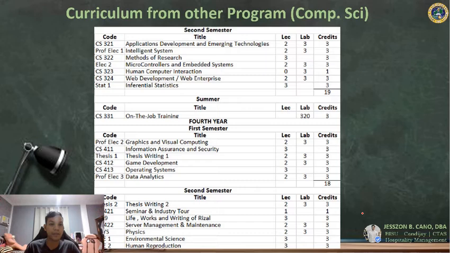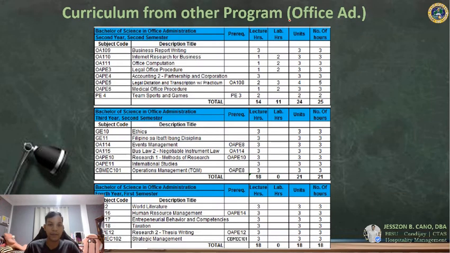First, we have here a curriculum or checklist or a prospectus of the computer science program. As you have noticed, in the second semester of their third year, they will have methods of research. Before, they will have thesis writing 1 and thesis writing 2. So they have a preparatory subject. And for office administration, they also have internet research for business. Before, they will undergo research 1, methods of research, and research 2, thesis writing.